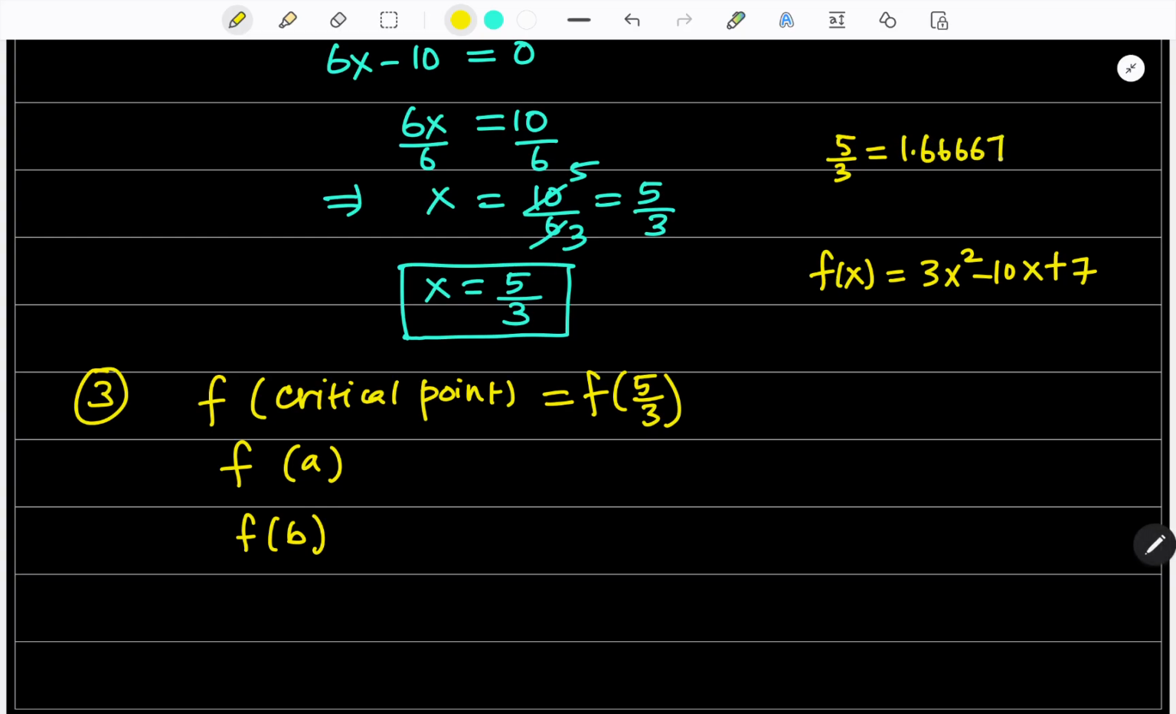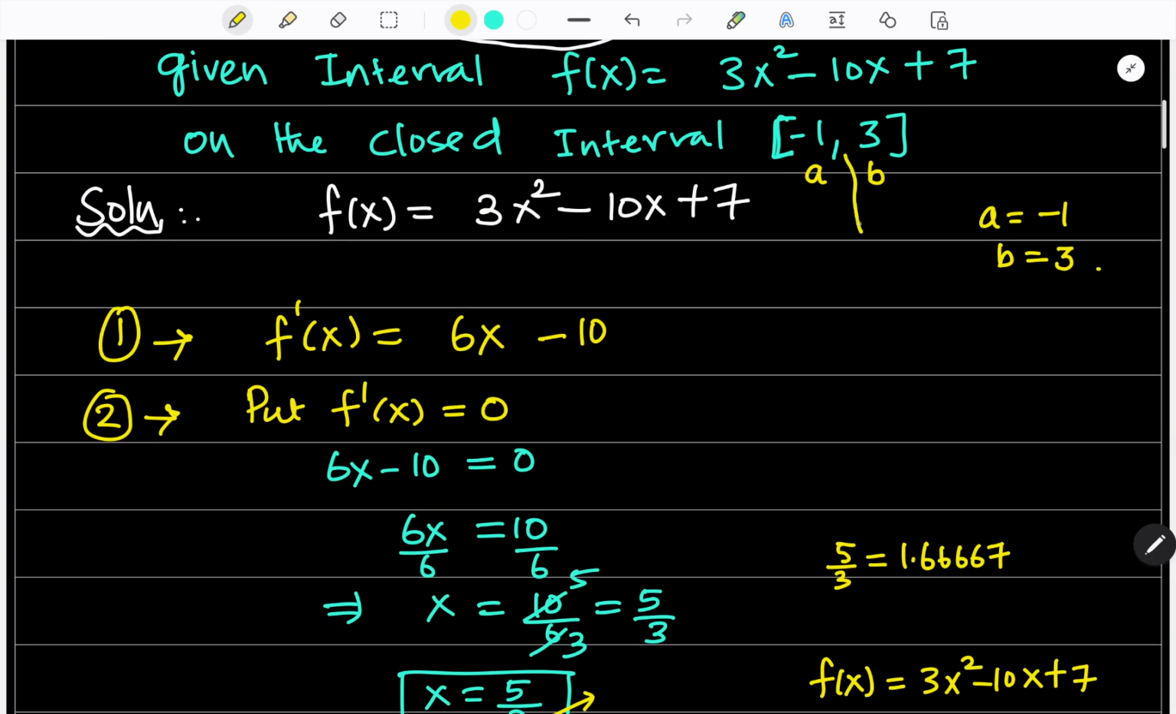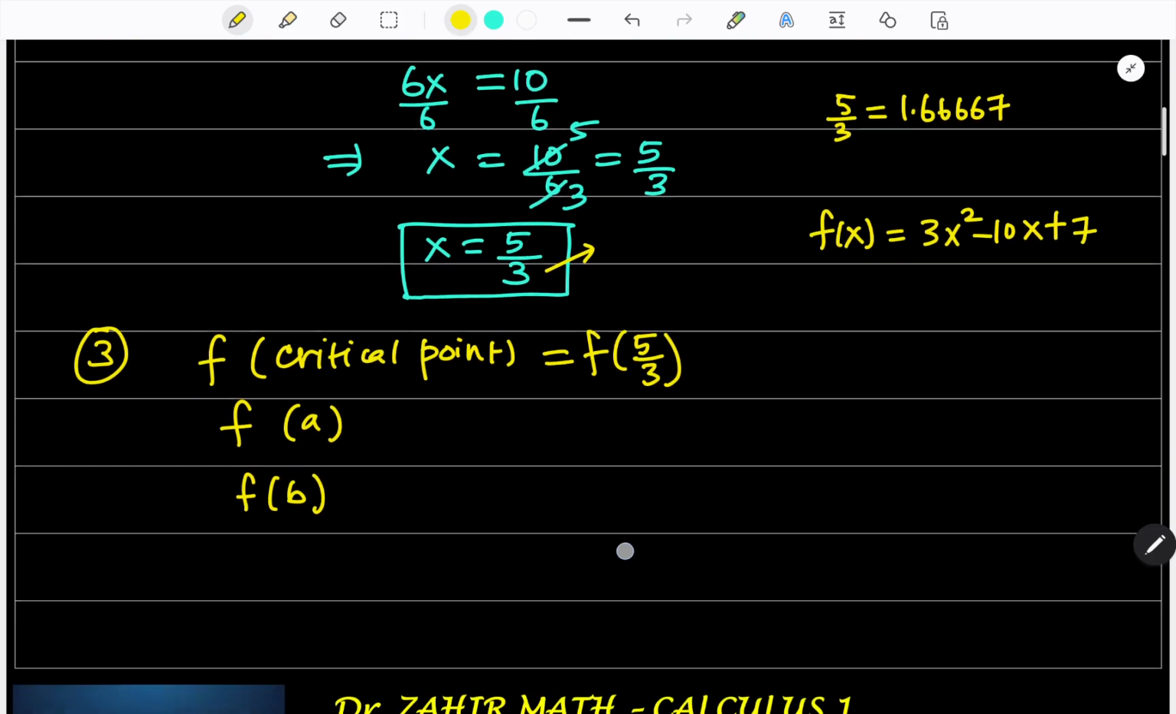Before that, let me tell you one thing. You make sure this 5 by 3 comes in between this interval. Usually it will come, but make sure. Where is 1.6? It is in between that. Yes. Usually it will come, but keep in your mind.